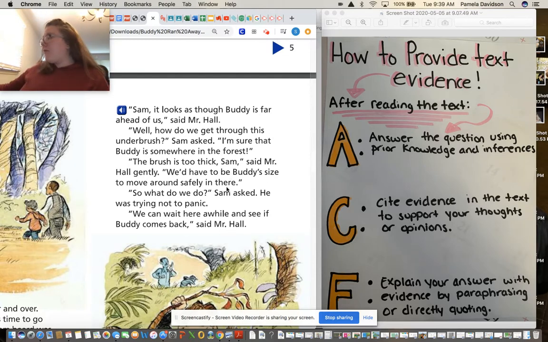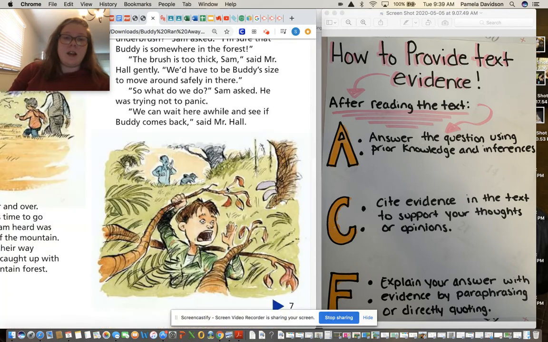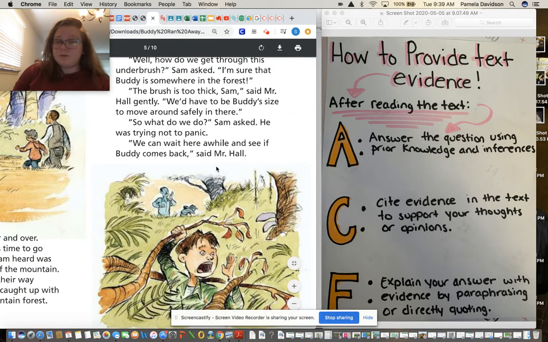But remember, we have to paraphrase. So we have to take what the author is saying and put it into our own words. So I could say, in the story, it says Sam can't go into the underbrush because it's too thick and it's not safe. So that's one way I could answer that. And our answer was on page 7.